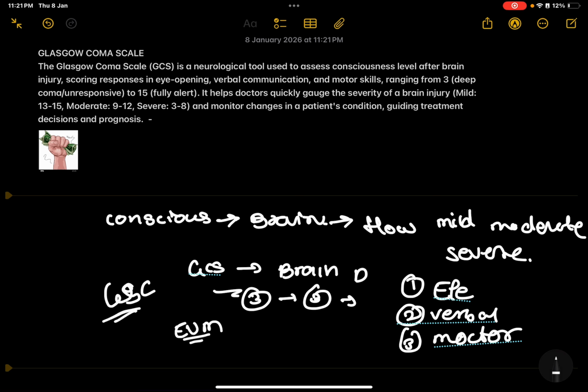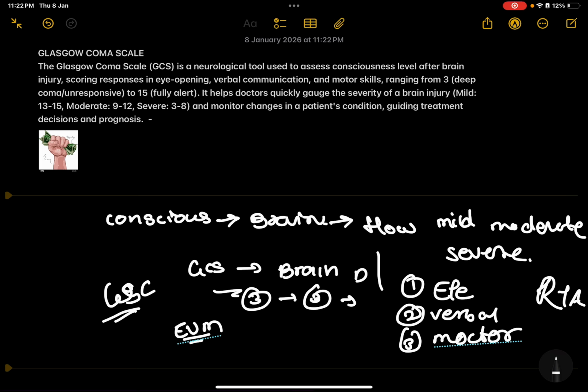Okay. So when a patient comes to the emergency, or whenever any patient is brought in after an RTA or something happens, we always calculate the patient's GCS scale to assess whether the patient has gone through any brain injury or not.